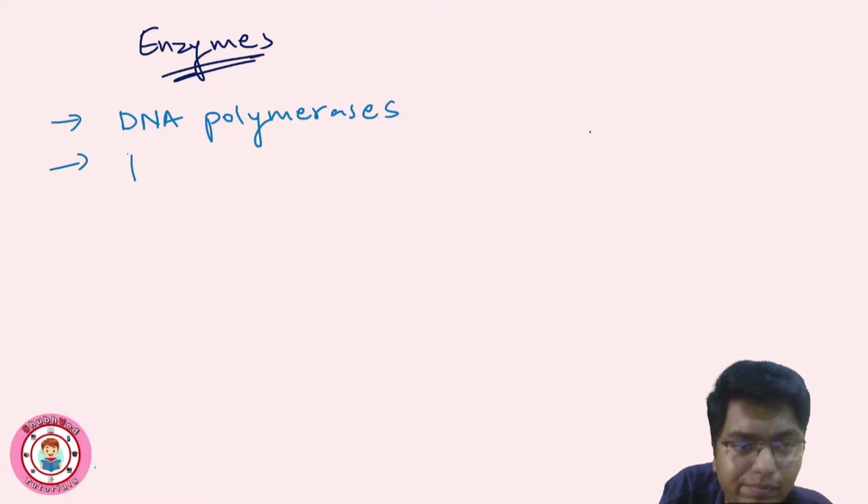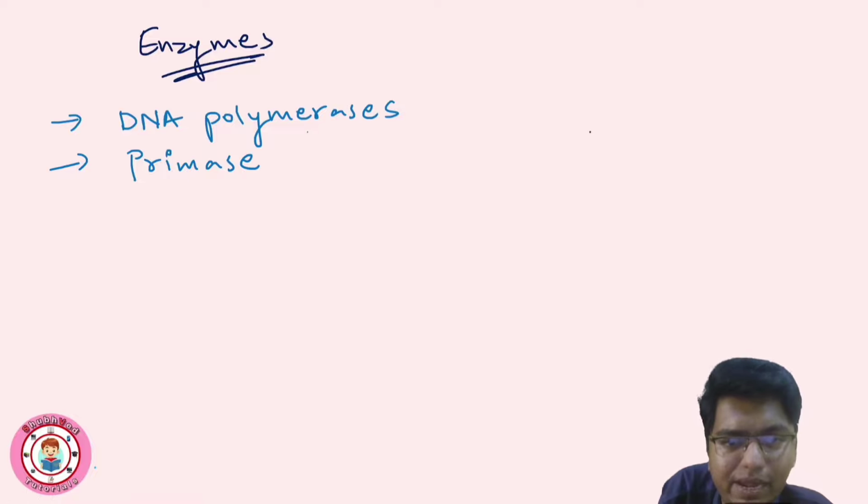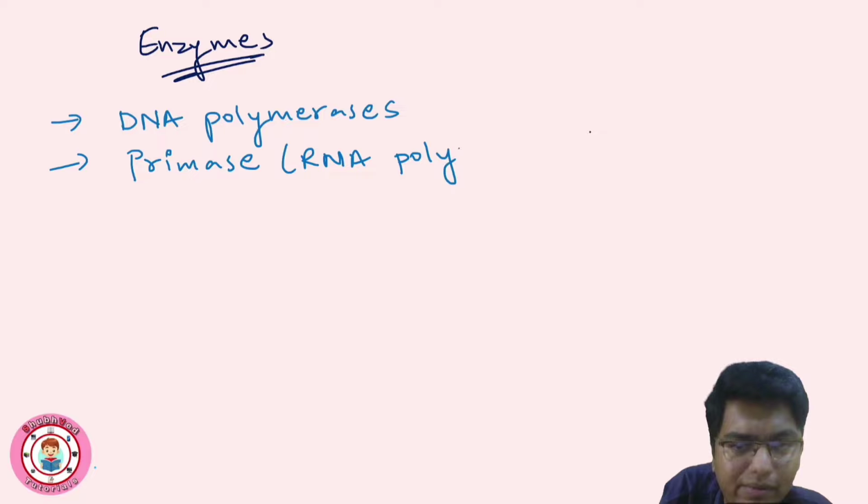The second enzyme is primase. Primase is an enzyme that synthesizes the primer. As I said, the primer is an RNA sequence, an RNA complementary to DNA. So primase can also be called RNA polymerase. Its function is the synthesis of the primer.